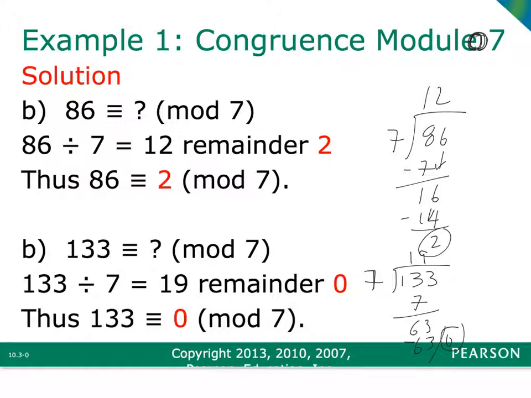So that's how we get our answer of 86 is congruent to 2 modulo 7. The remainder is 2 when we divide 86 by 7. And then 133 is congruent to 0 modulo 7. We get a remainder of 0 when we divide 133 by 7. So we're always dividing by the mod number.